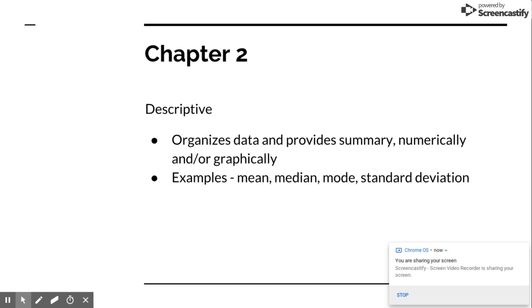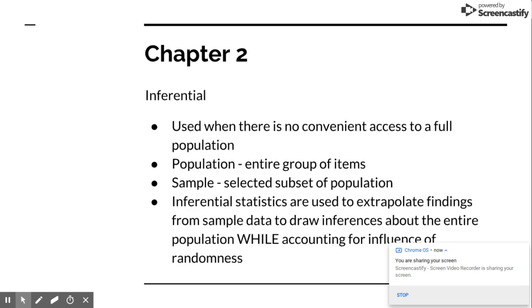Descriptive statistics organize data and provide summaries, which are either numerical or graphical. Examples of descriptive statistics include mean, median, mode, and standard deviation. We will be talking about all of those in the coming weeks.